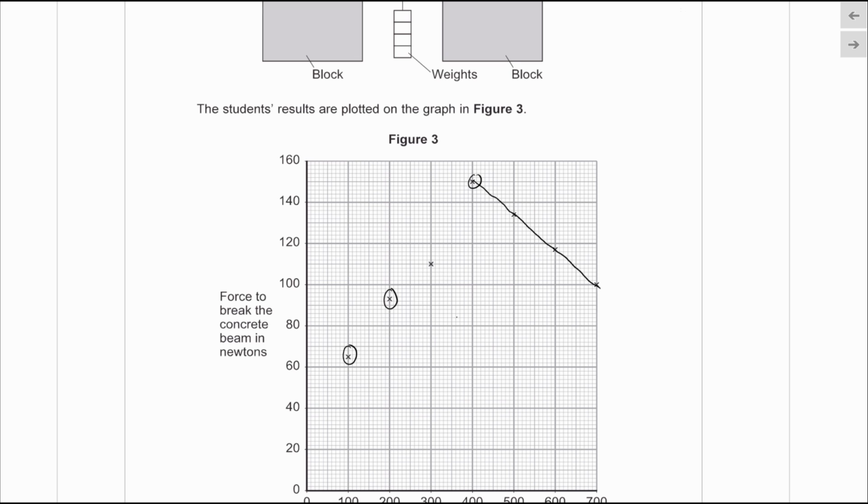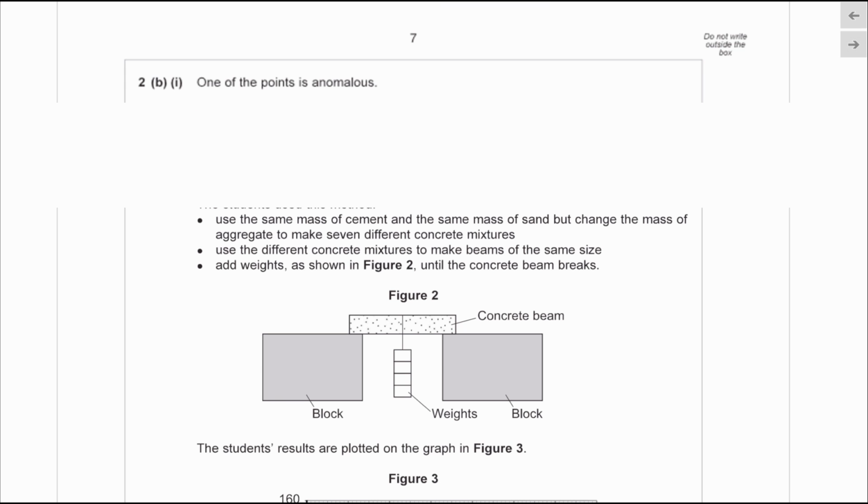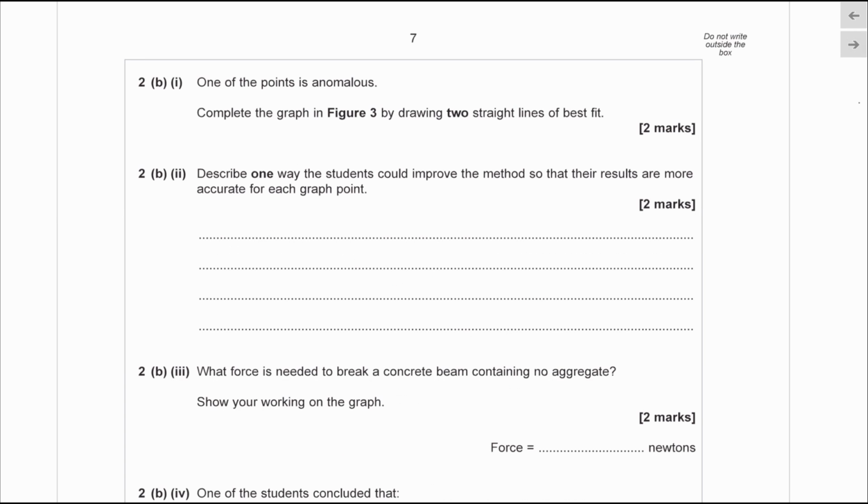Okay, so if I draw a straight line, let's get rid of those rings. If I draw a straight line, that's my line of best fit, right? If I had a ruler, it'd look better. And you can see that this one doesn't fit the trend. And so I would say that that one is an anomalous result. So those 2 lines, there we go, those 2 lines are your lines of best fit.